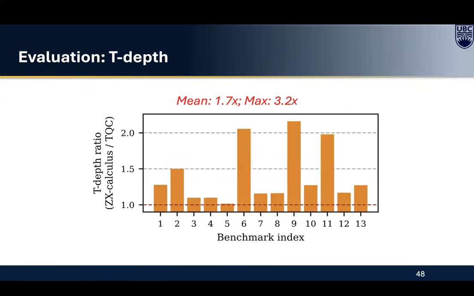And for the T depth, because we're not introducing those additional Clifford overheads, we actually reduce the T depth. The ZX calculus optimized circuit will have a mean of 1.7 times higher circuit depth than ours, and a max of 3.2 times. So those are the optimizations. The circuit we're generating is actually better in terms of gate count and depth as compared to the ZX calculus.